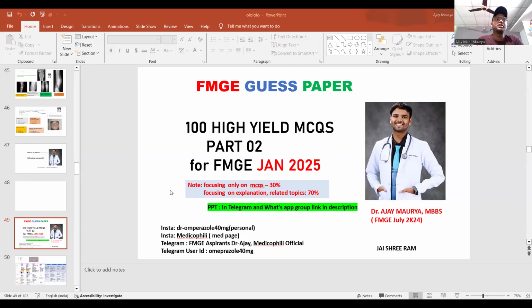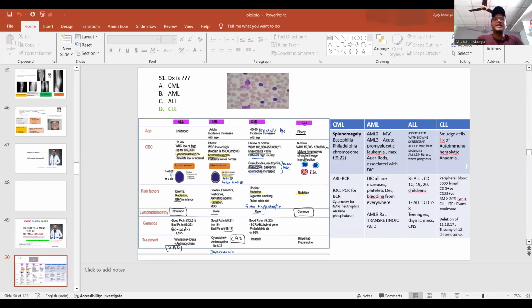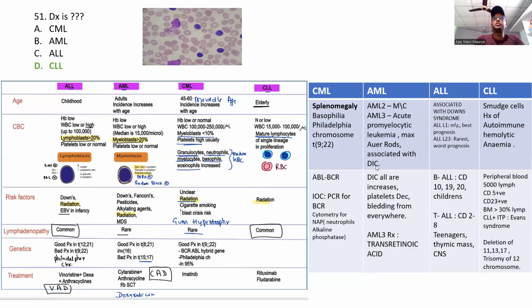So next, going to the first question. What is the diagnosis here? See here, guys, every time they are going to give one MCQ from the types of leukemia. So please make a table there. Types of leukemia: CML chronic myeloid leukemia, AML acute myeloid leukemia, ALL and CLL, guys.